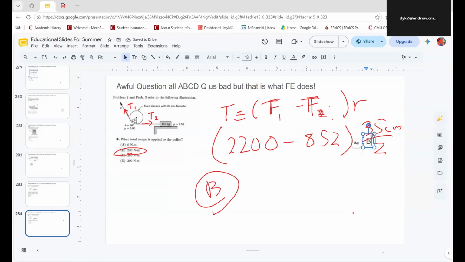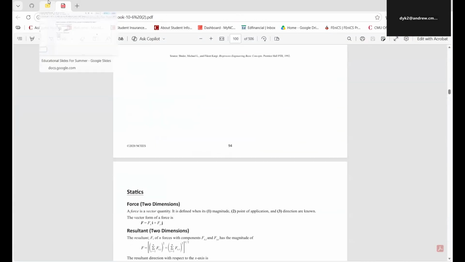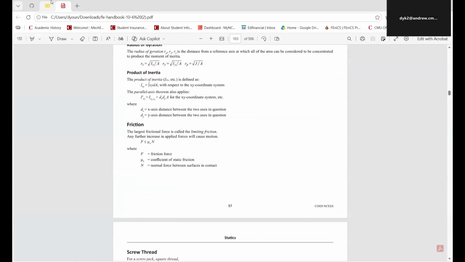But this is like a bad question because you have to know something that is not in the given formula sheet. So I don't like this question. I actually detest this question. This question shouldn't have existed, in my opinion.